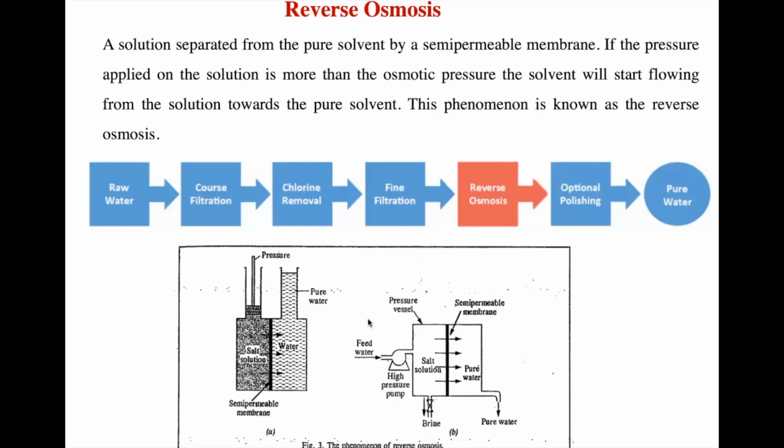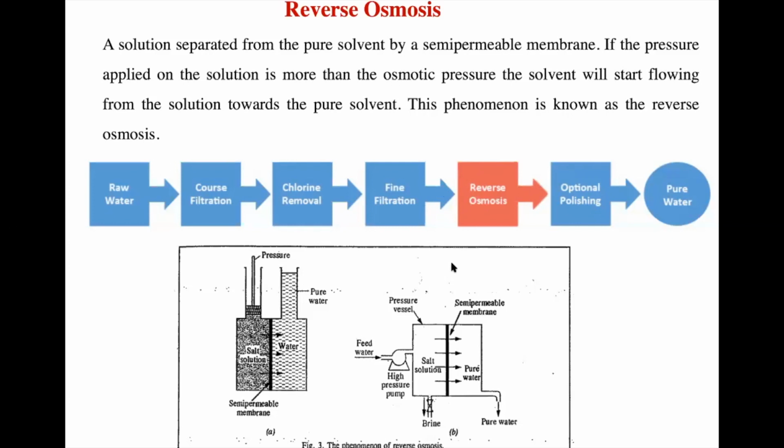For reverse osmosis, you can also take the general example of the RO system. We have an RO system in our home. So that is an example of reverse osmosis. This is the RO system. In order to get pure water from the raw water, these are the steps involved. So that is an example of reverse osmosis.